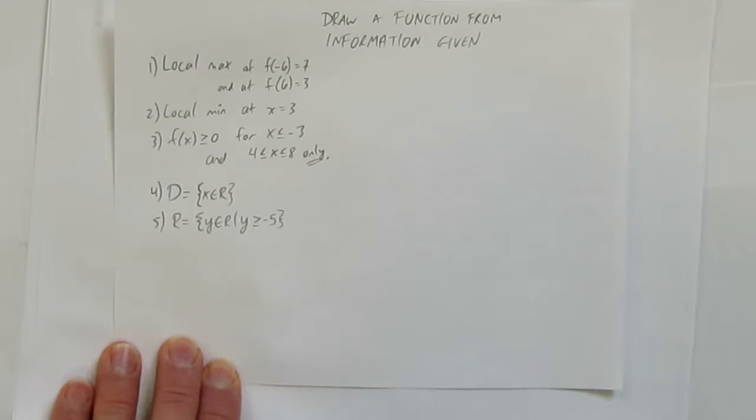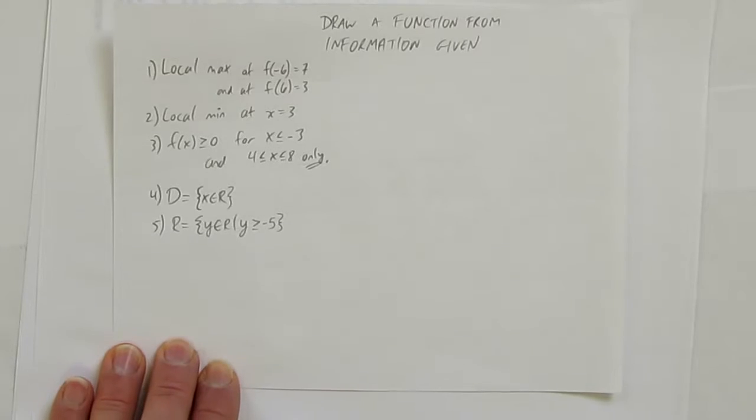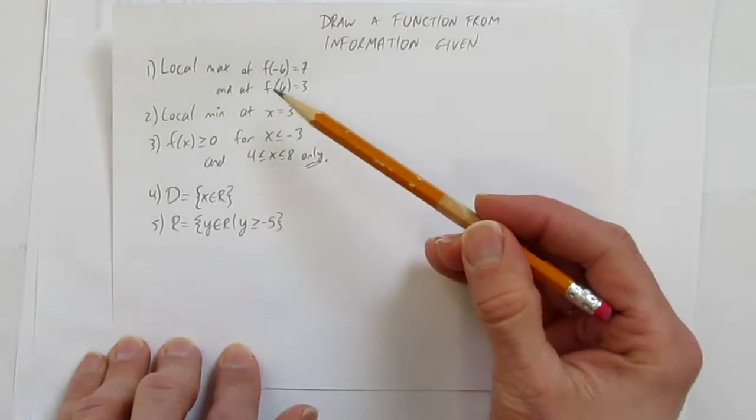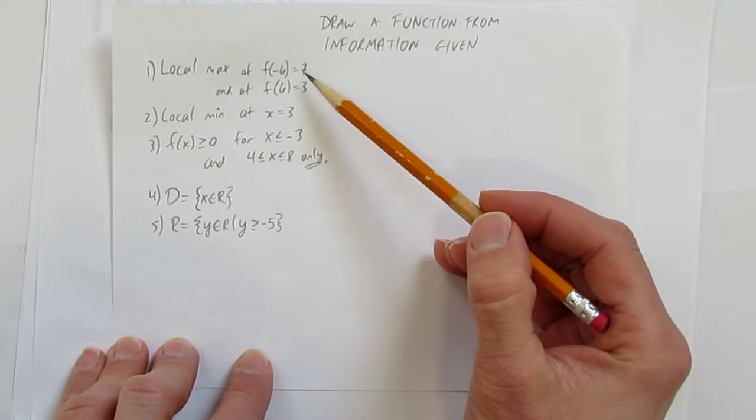In this video, we'll look at how to draw a function from information given. We're given a whole bunch of information. I'll read it out to you. First of all, we got a local max at f of negative 6 equals 7. That means the local max is at negative 6 comma 7.